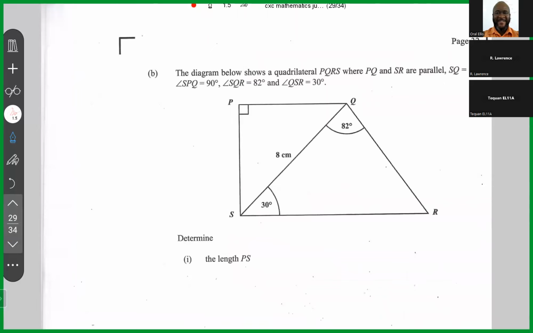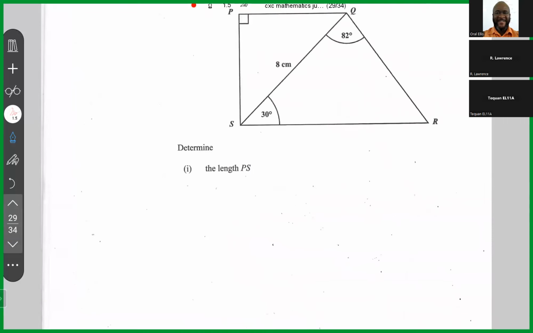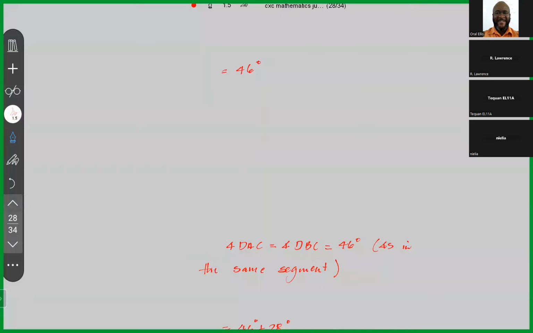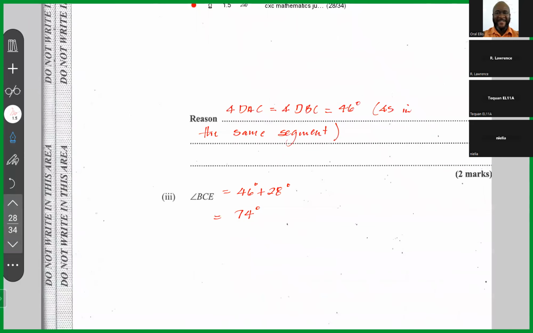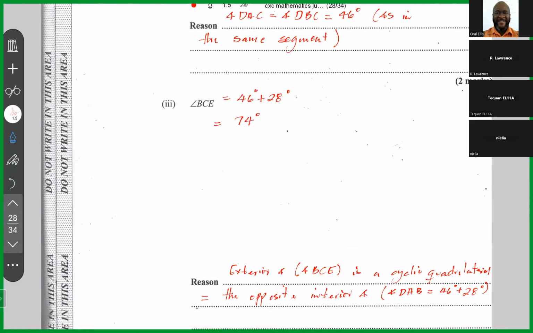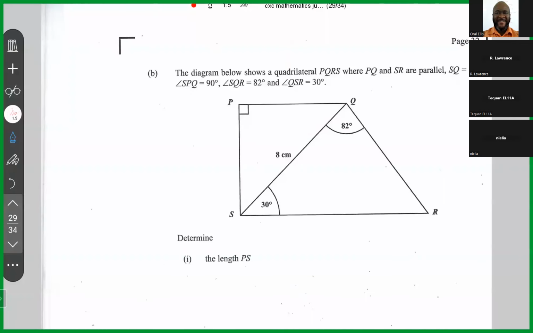B part of the question says the diagram below shows a quadrilateral PQRS where PQ and RS are parallel. So PQ and RS are parallel. So that means PQRS is a trapezium, because if you have a quadrilateral and one pair of opposite sides are parallel, it's a trapezium.